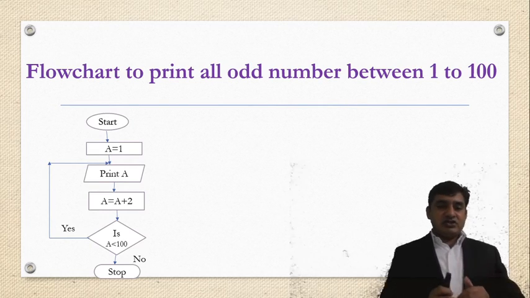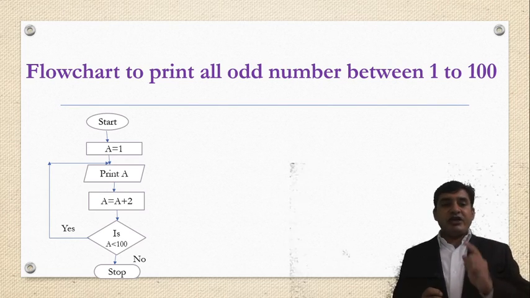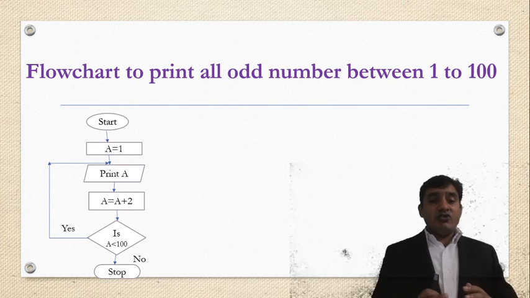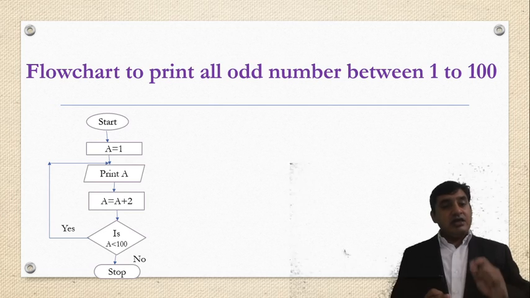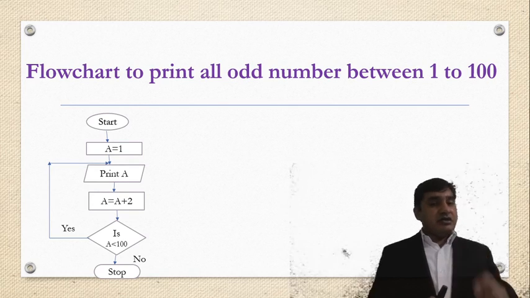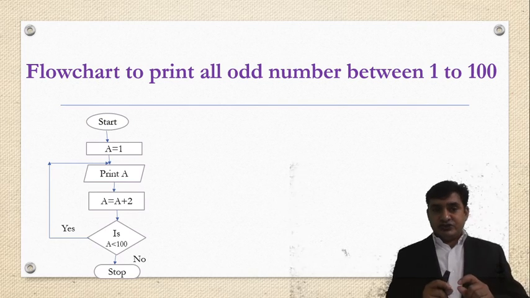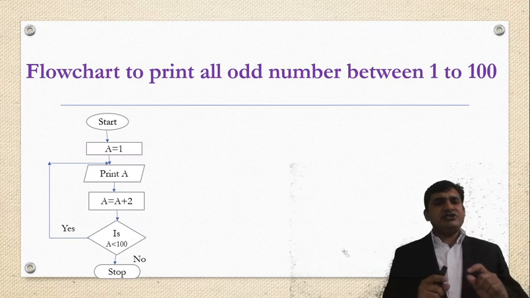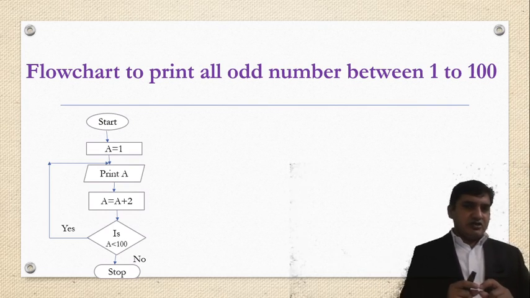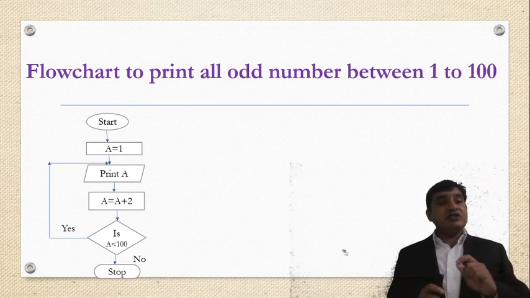Again we check the condition. Is A less than 100? If yes, print that number, that is 5. This process is carried out as long as A is less than 100. When A becomes greater than 100, then stop. Okay, here see, first for start we use the horizontal cylindrical shape. Then A is equal to 1.